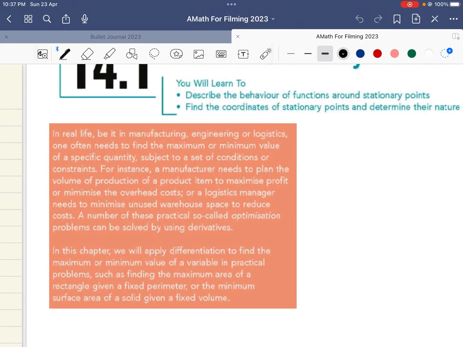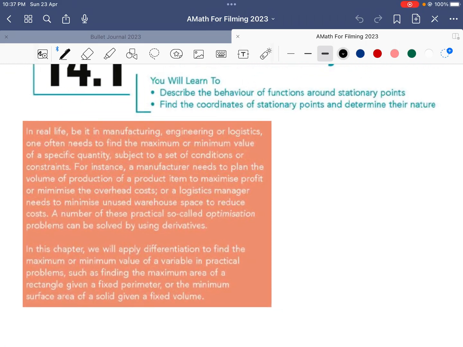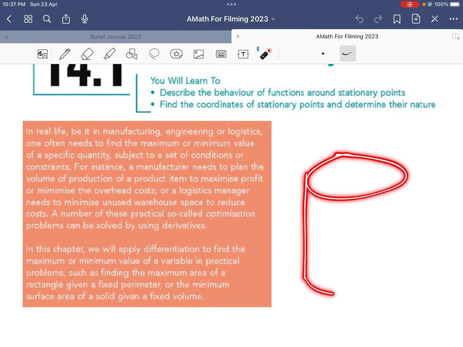Okay, in real life, be it in manufacturing, engineering, or logistics, you would want to find the maximum or minimum value. So, for example, given some metal, let's say if you want to make a drink can, like the Coca-Cola and Sprite cans. For the given amount of metal that we have, we will want to maximize possibly the volume that we have, given the amount of metal that we have. So this is a problem of optimization.